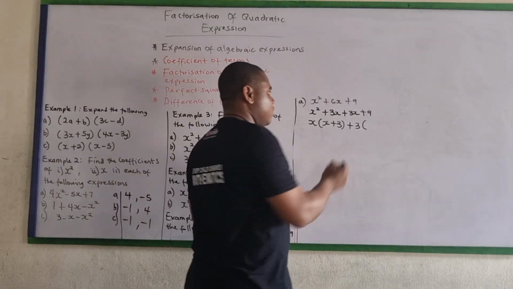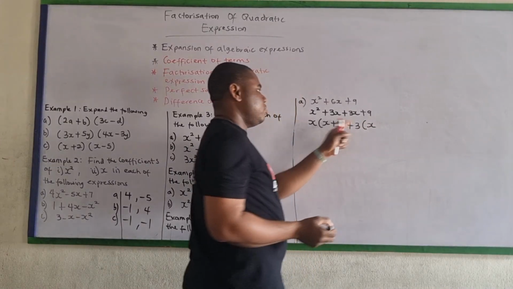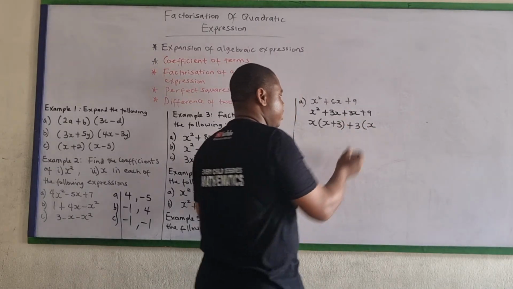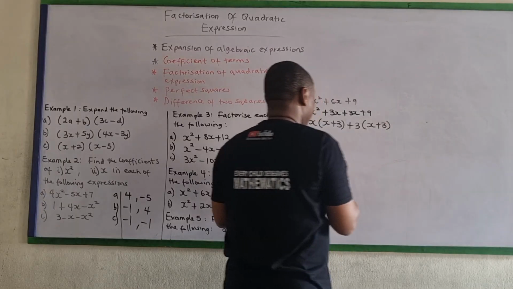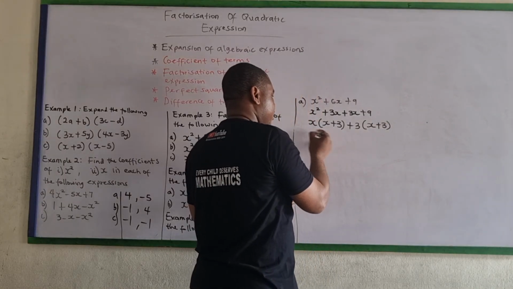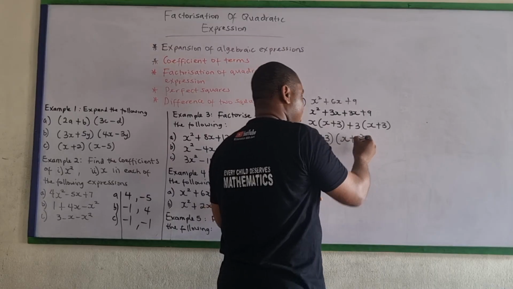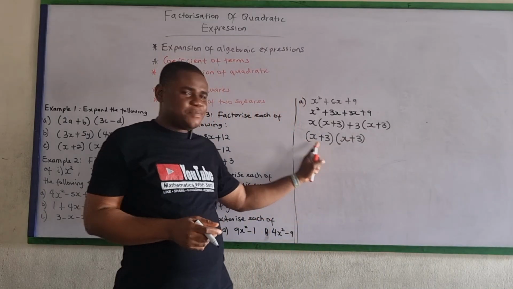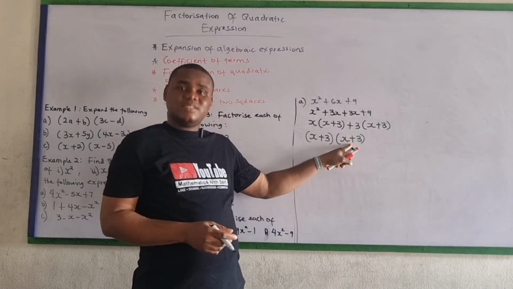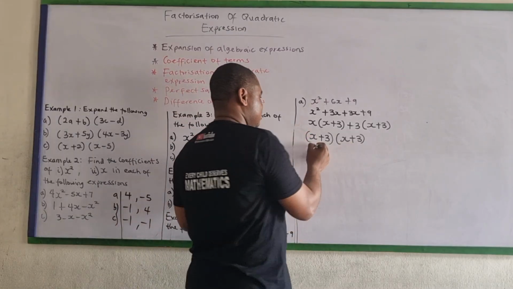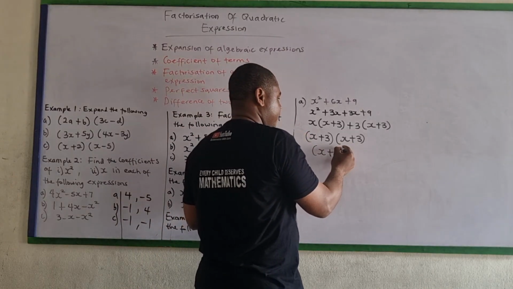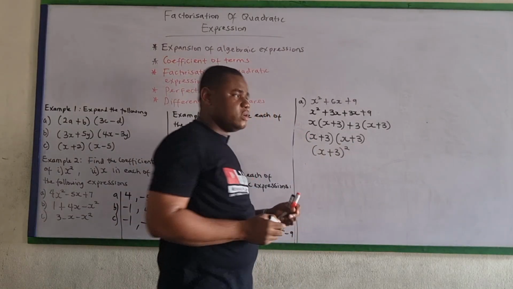Now what is left? I'll have x. So 9 divided by 3 gives me 3. Plus 3. Now we have x plus 3 in bracket, and x plus 3 in the other bracket. Now have you observed that what we have in the first bracket is exactly the same thing we have in the second bracket? So this can be written as x plus 3 raised to the power of 2.